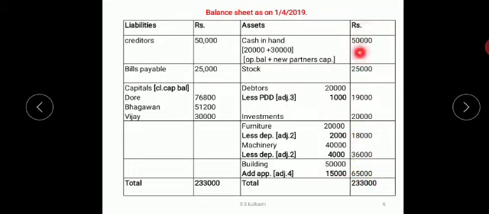Now take the total of the asset side as well as the liability side. So total will amount to 2,33,000 and 2,33,000. So if both the sides tally, the problem is assumed to be correct.